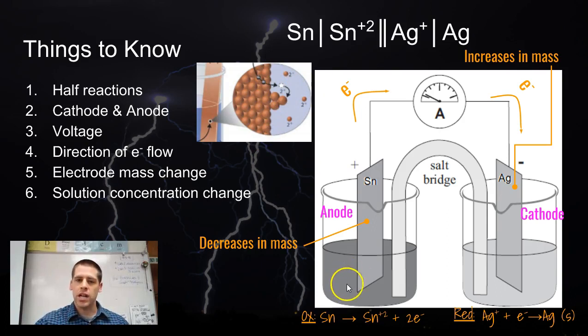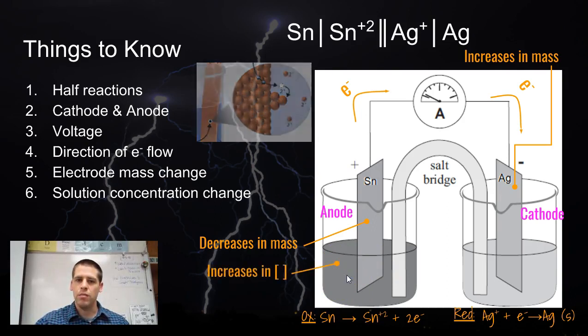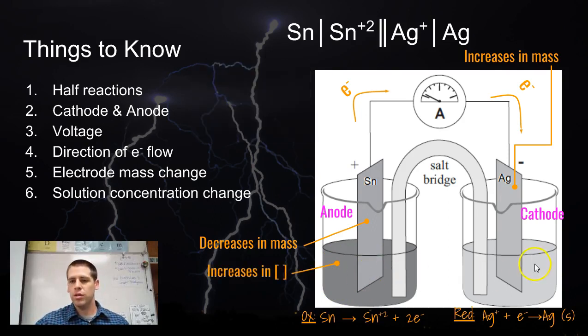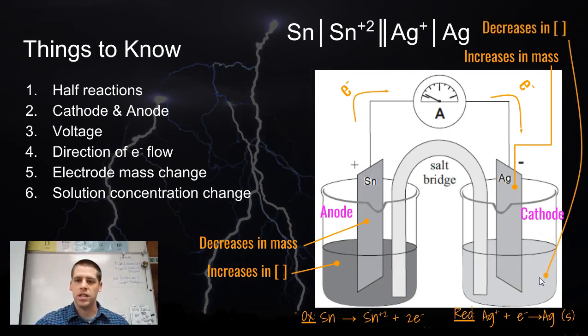Now what about the solution concentrations? Well, if the tin is dissolving into solution, if we're going from solid to aqueous, then it makes sense that this solution is going to be getting more concentrated, right? And similarly over here, we're plating ions onto the electrode, and so that's going to be decreasing in concentration.